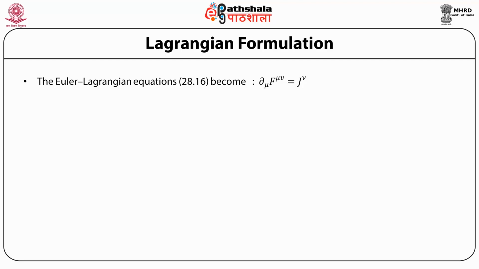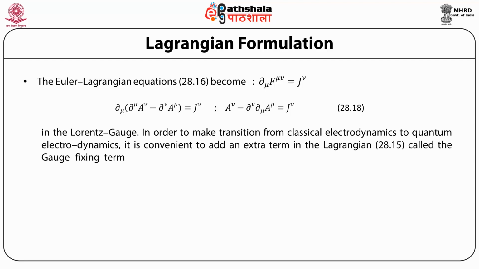The Euler-Lagrange equations given by equation 28.16 become ∂_μ F^{μν} = J^ν, or ∂_μ(∂^μ A^ν − ∂^ν A^μ) = J^ν, or I can say d'Alembertian of A^ν minus ∂^ν(∂_μ A^μ) equals J^ν, in the Lorentz gauge.